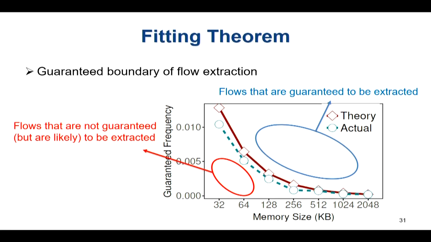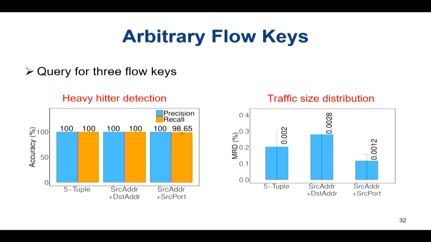Since the correctness of query results depends on the quality of extracted flows, our experiment implies that with our slight user burdens, we already obtain a near-optimal configuration. And this configuration also works for different types of flow keys. Here, we consider three types of flow keys: five tuple, source IP address plus destination IP address, and source IP address plus source port number. In the left figure, we can see SketchLearn can achieve near-optimal results for heavy hitter detection. In the right figure, we consider traffic distribution estimation, and we can see SketchLearn has similarly very low error for all three types of flow keys.